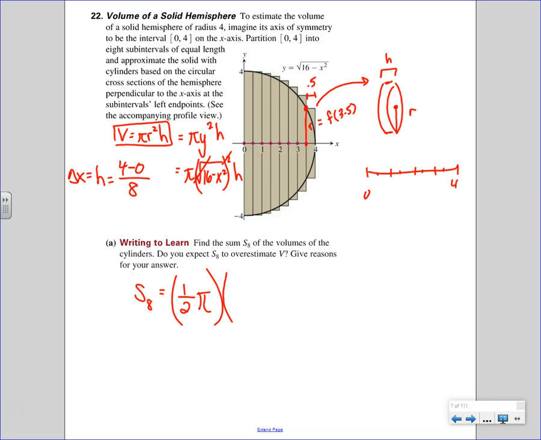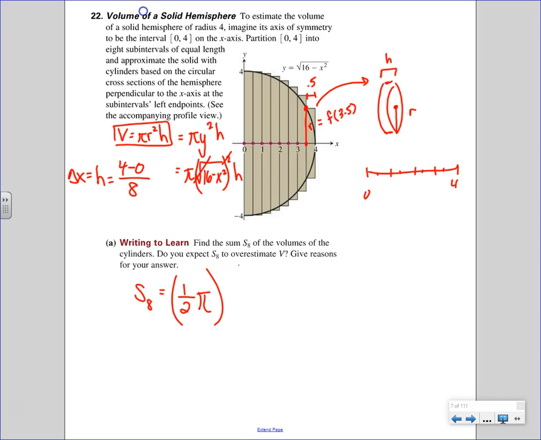So far we pulled out the pi and pulled out the h, it's going to be the same. But what's going to be in all of these? You still have to plug in 16 minus x squared. So for the first one, wouldn't we technically have, well, guys, what's the very first cylinder that we have? 0.